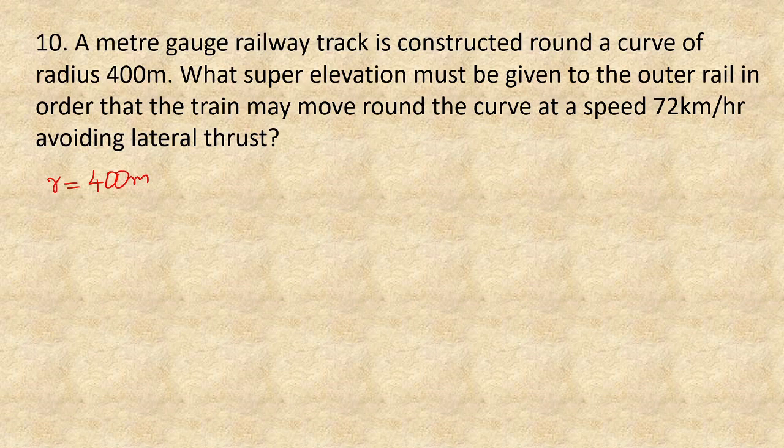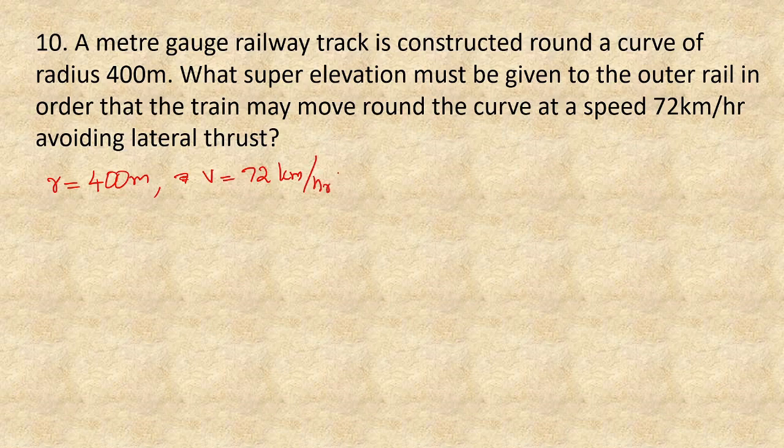Super elevation. We have the formula: tan theta is equal to h by d. Okay, here h is the super elevation, d is the distance between the two rails. Now the radius is 400 meter, and the velocity with which the train has to turn the curve, the optimum speed, is 72 km per hour. That is v is equal to 72 km per hour.